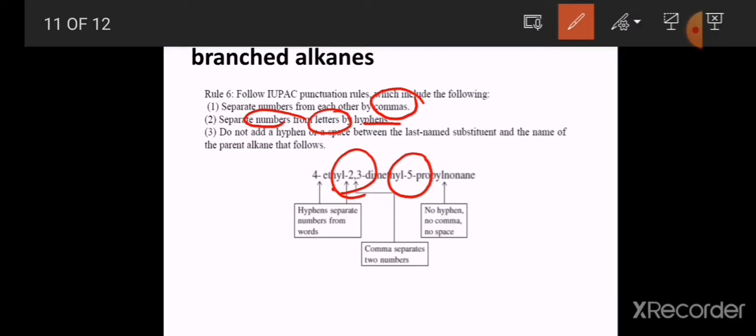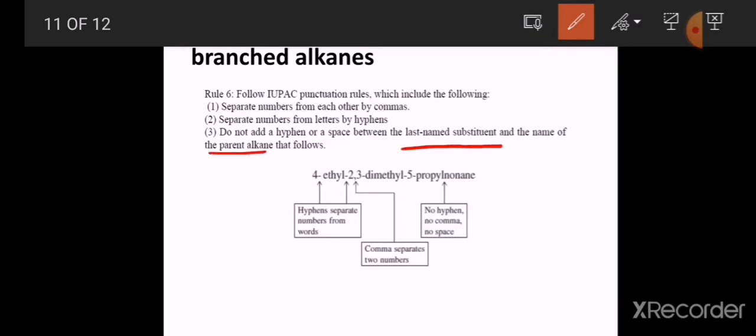So, palagi, separate numbers from other numbers using a comma. Separate words from a number using a hyphen or a dash. Okay? And then, do not add hyphen or space between the last name substituent and the name of parent chain. So, dito, propylnonene. No space, no comma, no hyphen.